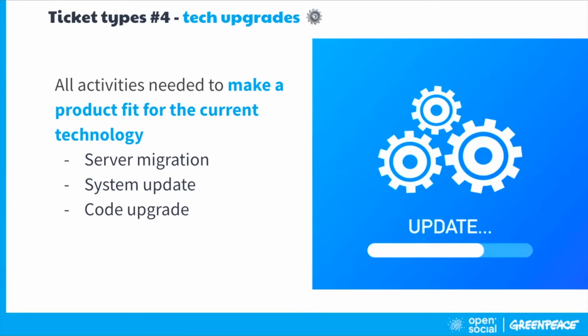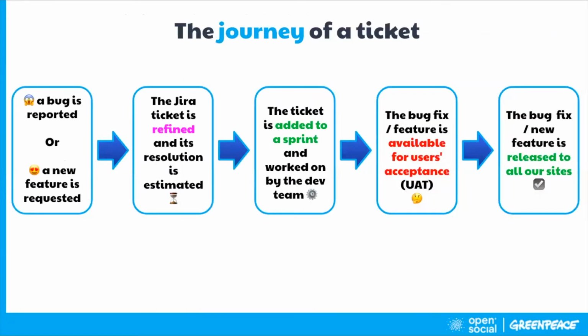Okay. What does it mean? It means that regardless of the type of the ticket that we have, each ticket, every single one of them, feature, bug, knowledge acquisition, investigation, and tech upgrade, must go through the same journey. This element is created as a ticket. So whenever we report a bug or we request a new feature, we create a ticket in the Jira portal of Open Social. What must happen is that the team needs to refine and understand what this ticket is about.